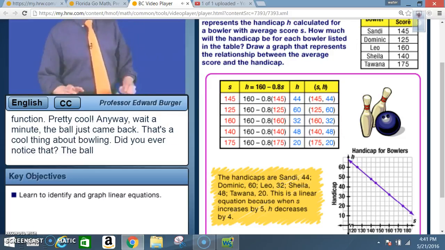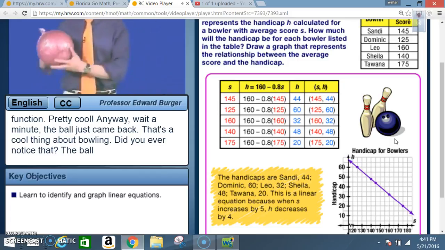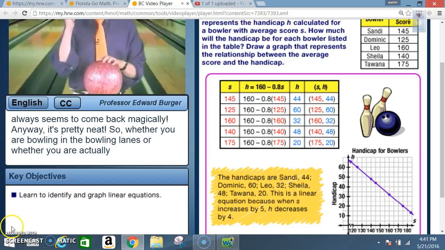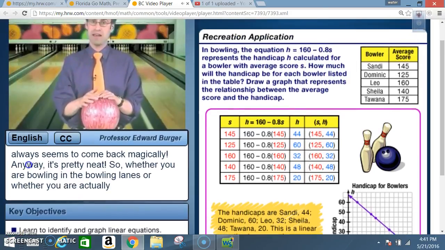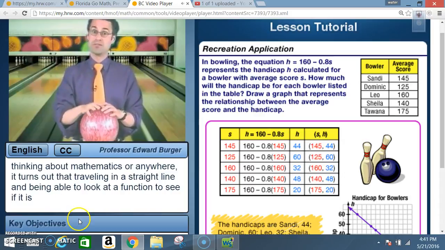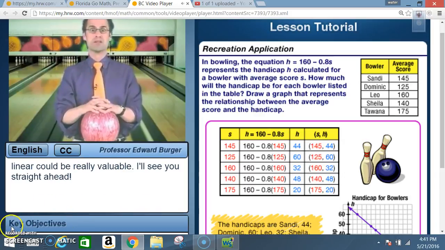Pretty cool. Anyway, wait a minute, the ball just came back. That's the cool thing about bowling. Did you ever notice that? The ball always seems to come back magically. Anyway, it's pretty neat. So whether you're bowling out in the bowling lanes or whether you're thinking about mathematics or anywhere, it turns out that traveling in a straight line and being able to look at a function and see if it's linear is going to be really, really valuable. I'll see you straight ahead.